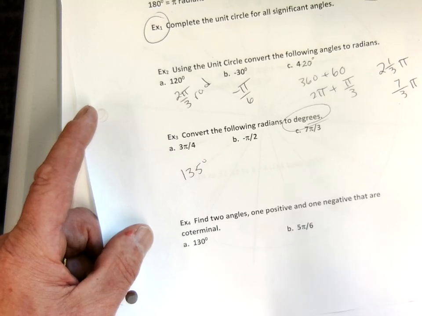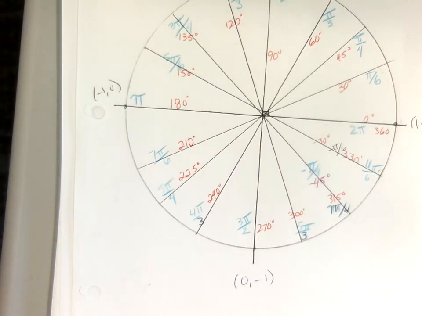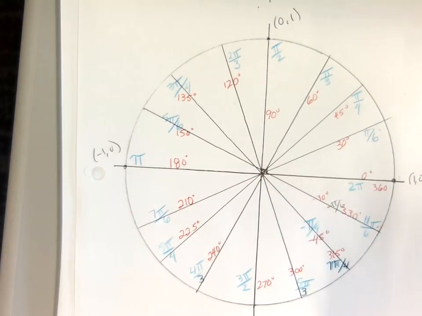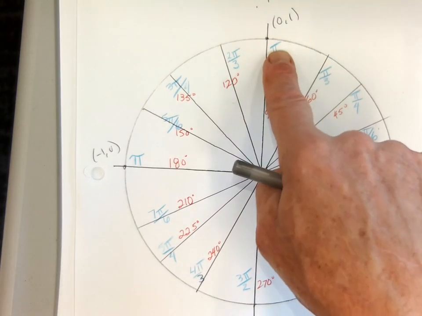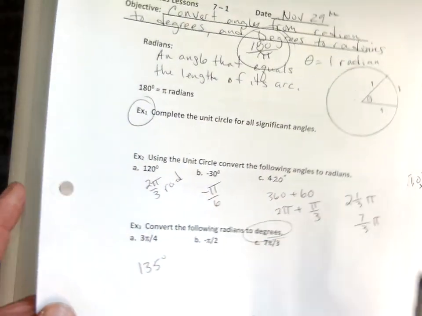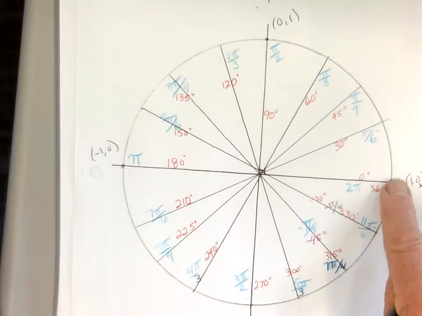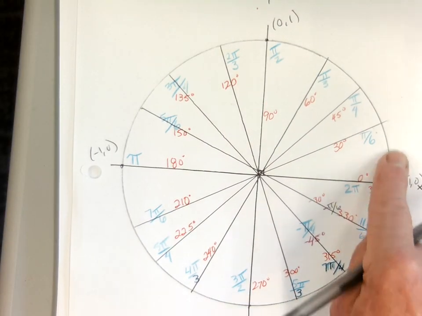Everybody checking? Okay. Negative pi halves. Well, what do you think negative pi halves would be? Negative 90, because pi halves is here at 90. Well, we got to be careful. Great question. Or would it be negative 90? It's got to be negative 90 because we only rotated this much. We didn't rotate all the way around.